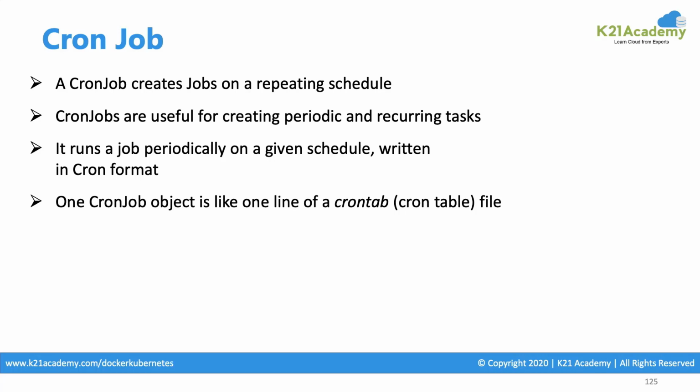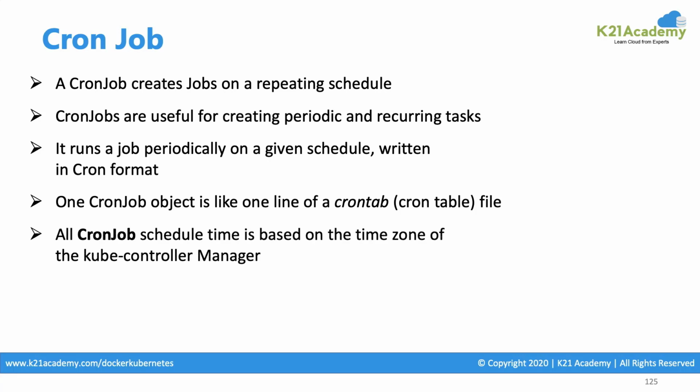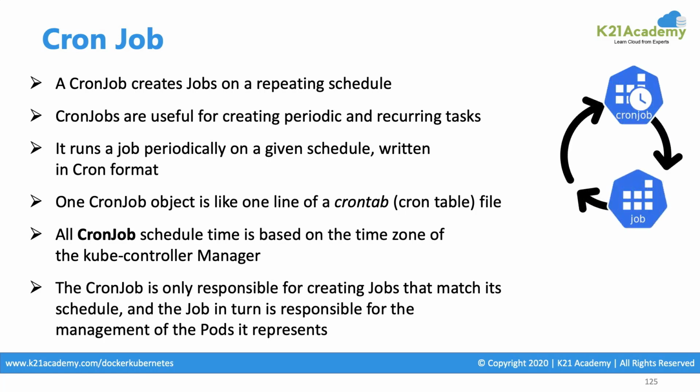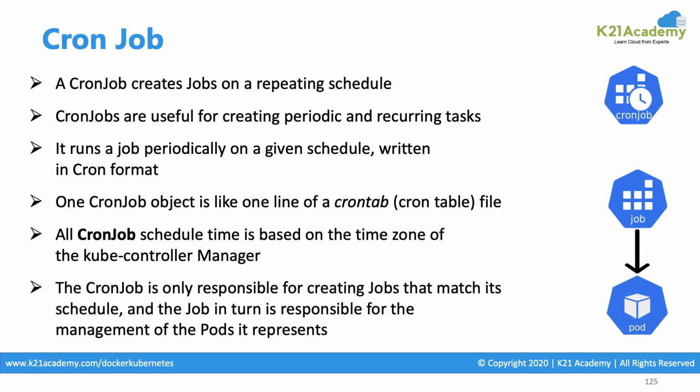get the task executed. So here one cron job object is like one crontab file which we used to have in Linux. All cron jobs which get scheduled, they get scheduled as per the time zone which is updated in the kube controller manager, because the kube controller manager is the place where the cron job controller resides. So a cron job takes the responsibility of creating the job that will match the schedule, and on a periodic basis it will create the pod, and that pod keeps doing the task which is mentioned in the crontab.